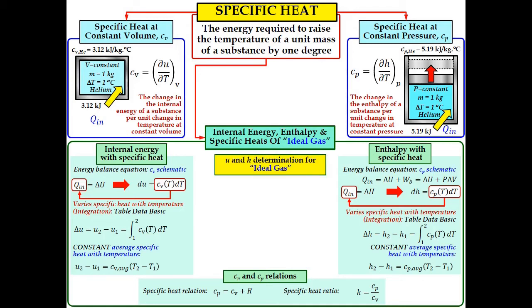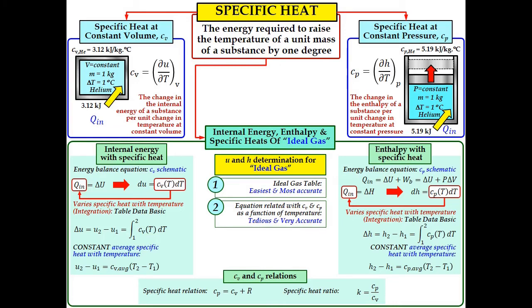Okay, so U and H, internal energy and enthalpy determination for ideal gas. There are a few ways to determine U and H for the ideal gas. First, we can use the ideal gas table, and this method is actually the easiest and the most accurate approach to obtain the values of U and H. The second one is by using the equation related to Cv and Cp as a function of temperature, which is the formula involving integration. This approach is slightly tedious but very accurate.